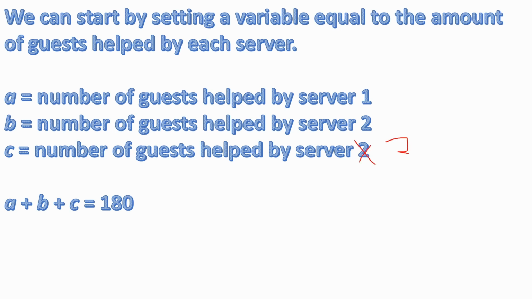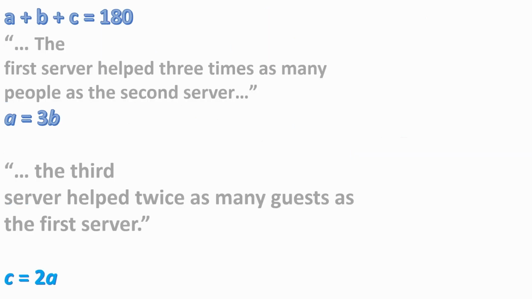Server number three, right? So we know that A plus B plus C equals 180, because we had server one, server two, and server three, they all served people, and the total number of people was 180. So A plus B plus C should equal 180.